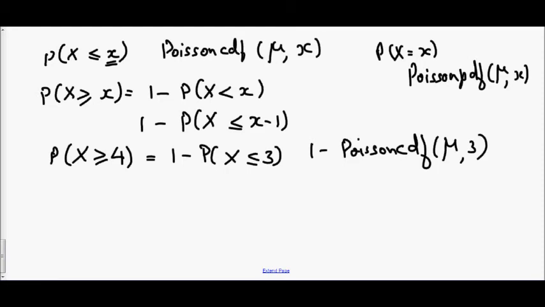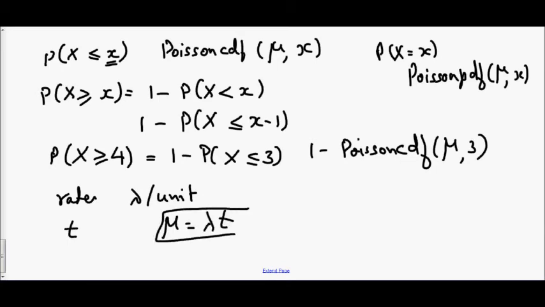The important thing to note here is that the question would have a rate, say lambda per unit time, or whatever time it is given, and your question would be to find for some unit of time, say t. In that case, mu would be equal to lambda times t. This you should not forget.